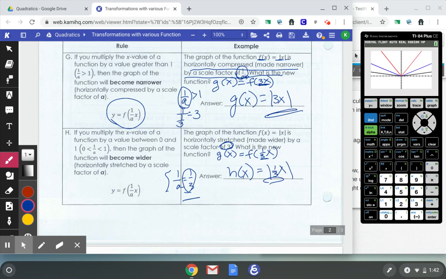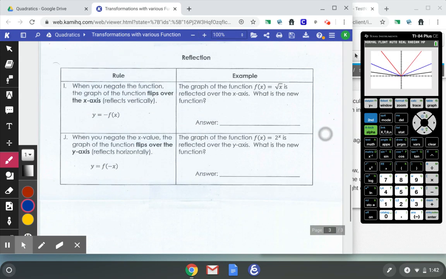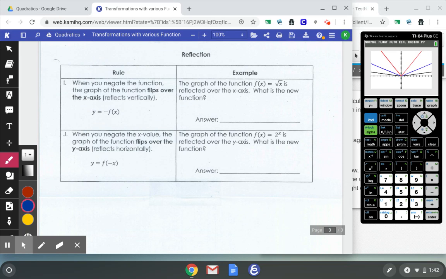Okay. The last one is a reflection. When something is reflected over the x-axis, you take the whole entire function and you just multiply it by -1. You're going to negate the function, and that will flip it over the x-axis.